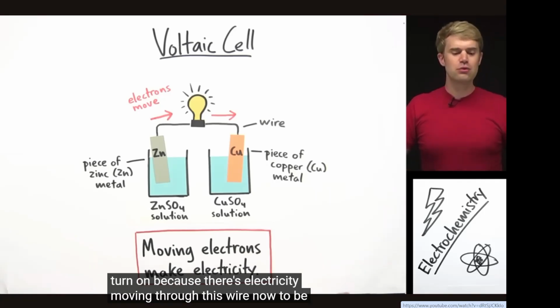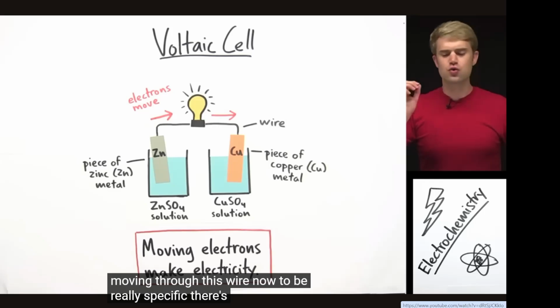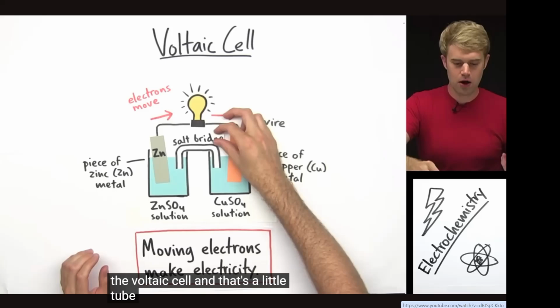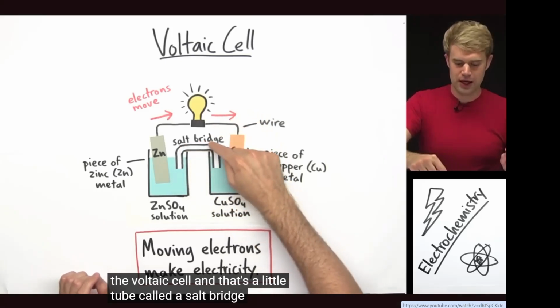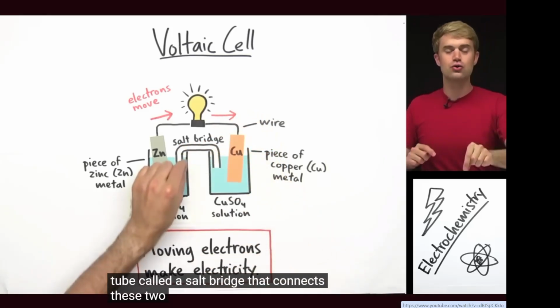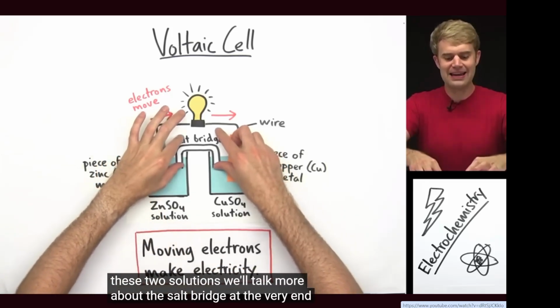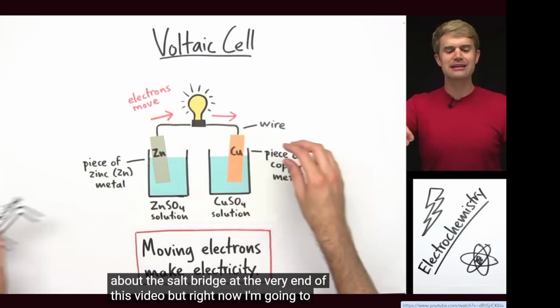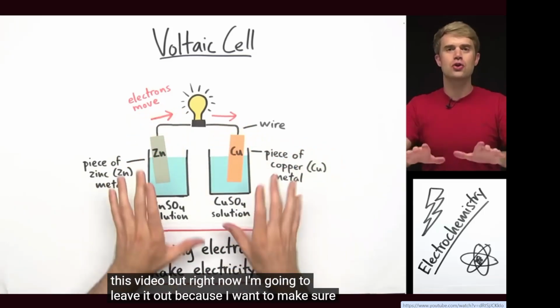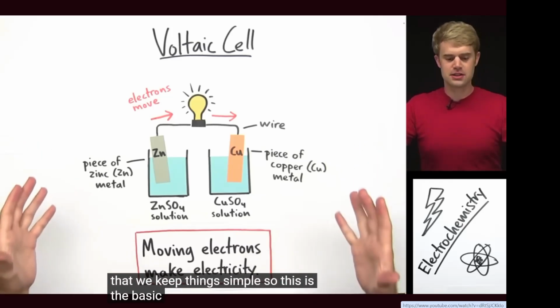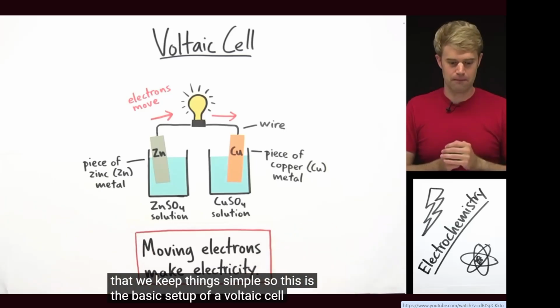Now, to be really specific, there's one more part of the voltaic cell, and that's a little tube called a salt bridge that connects these two solutions. We'll talk more about the salt bridge at the very end of this video, but right now I'm going to leave it out because I want to make sure that we keep things simple. So this is the basic setup of a voltaic cell.